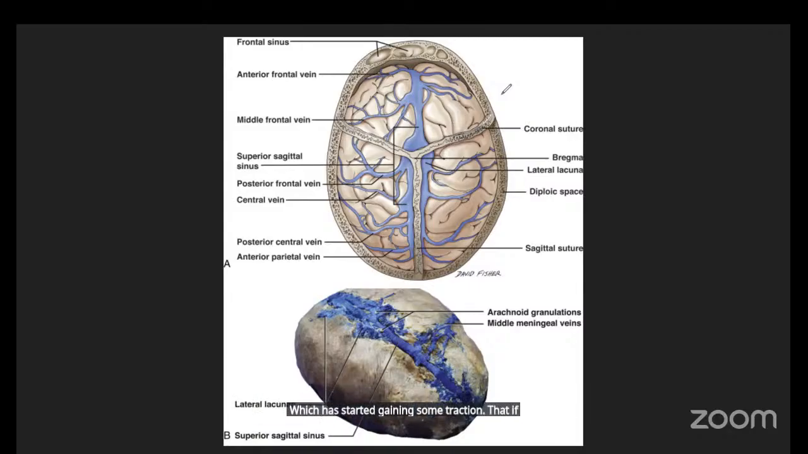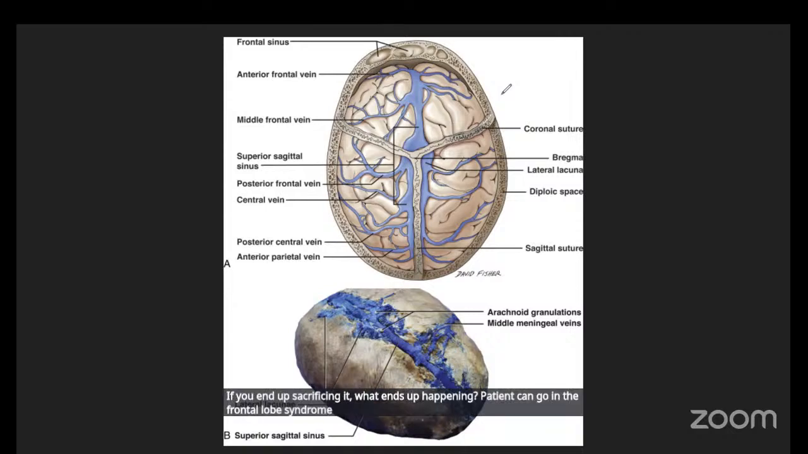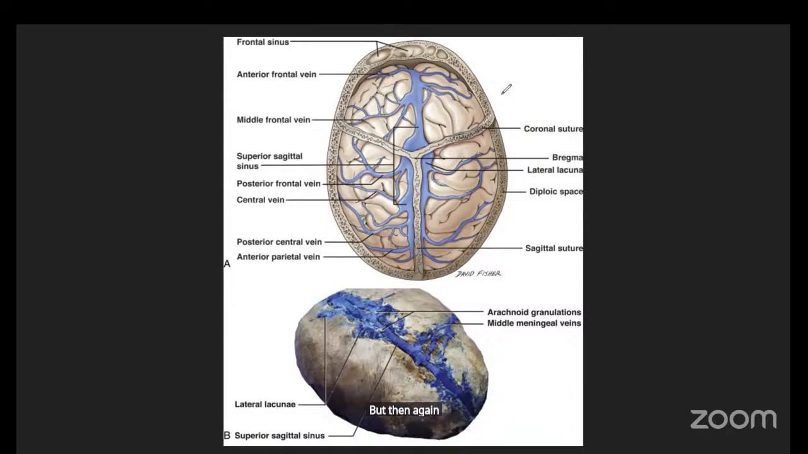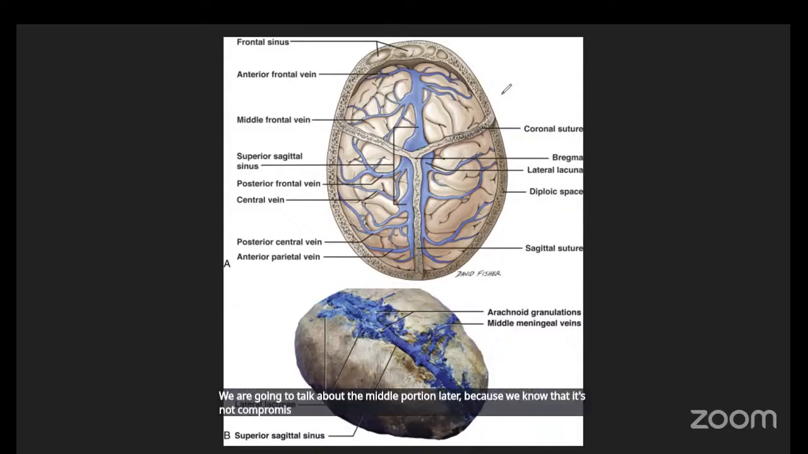that if you sacrifice this anterior portion, anterior to the coronal suture, let me mark once more, if you end up sacrificing it, the patient can go into frontal lobe syndrome due to venous engorgement. But then again, that would depend on a particular patient's venous outflow. We are going to talk about the middle portion later because we know that it's not compromisable.